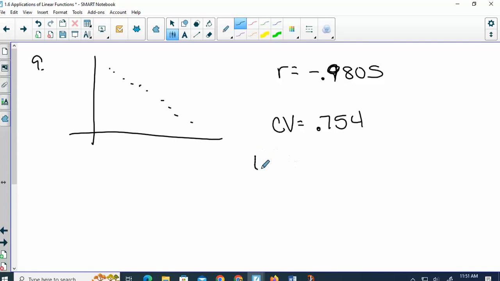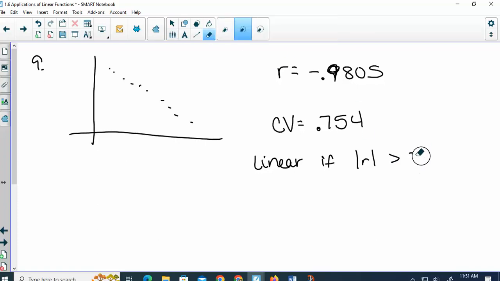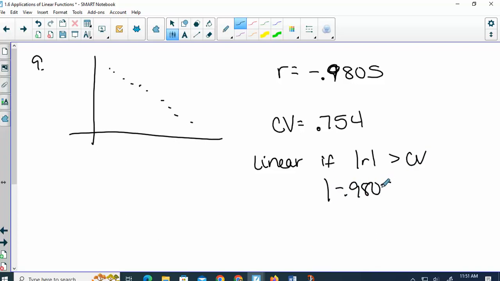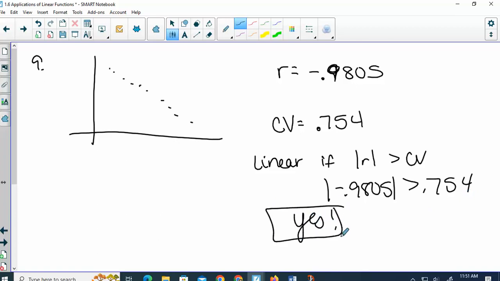So remember, we said it was linear if the absolute value of r was bigger than the critical value. That's our guideline. So is the absolute value of negative 0.9805 bigger than 0.754? Yes, so it is linear. So on the test, you can expect me not just to say, is it linear or not, but I'm probably going to tell you, use that table. So I'm expecting you to jot down that critical value so I know that you looked at it, and what you're looking for is if the absolute value of r is bigger than that number. Coefficient of determination. How do we find that?